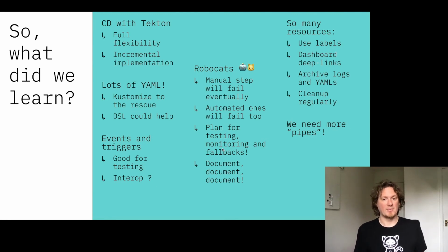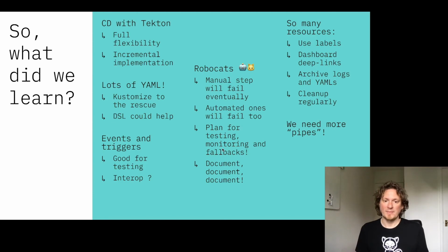But it's a lot of YAML, so we use Kustomize to reduce the boilerplate code, but still it is quite verbose. And here maybe a DSL could help reducing the amount of boilerplate, and we're looking into that.